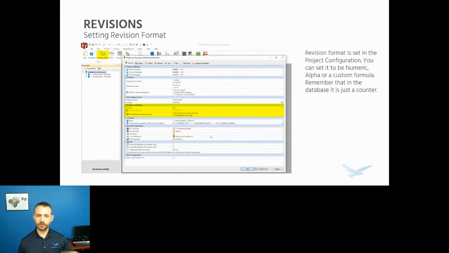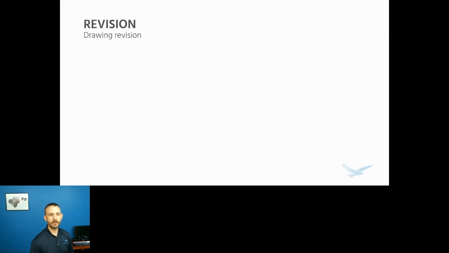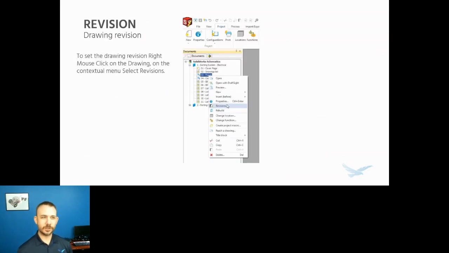So you can start out with like 0, 1, 2, and then switch to A, B, C, D if you wanted to. Just keep in mind that it is a strict counter, and you have to make that switch manual, right? Unlike our PDM counterparts that can do it automatically for us. Okay, so let's take a look at drawing revisions.